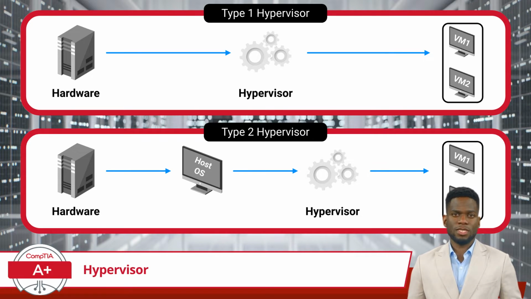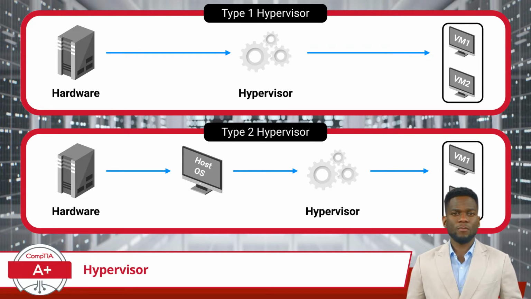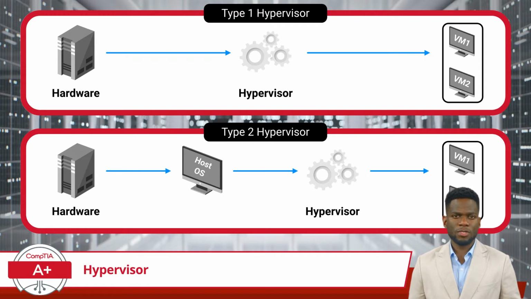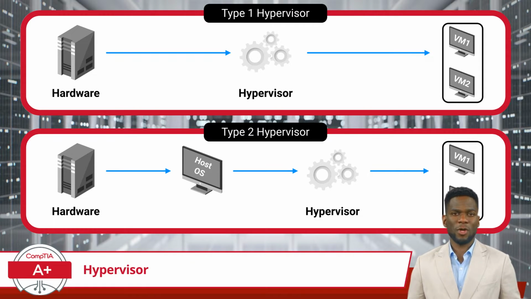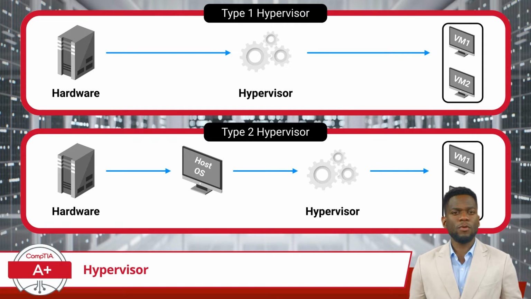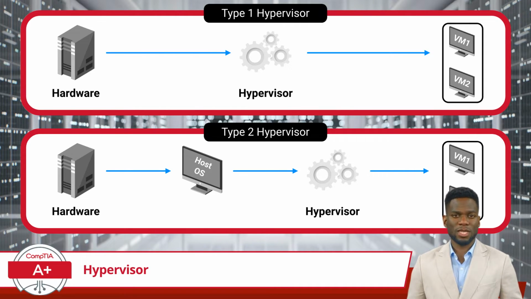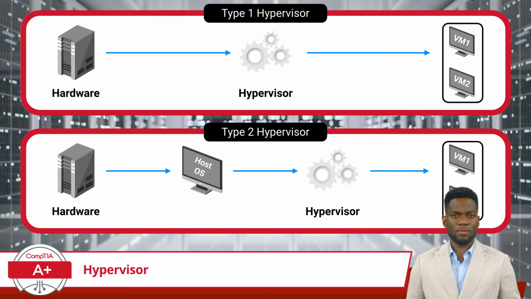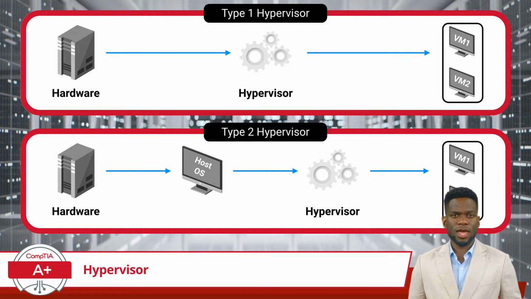The primary distinction between Type 1 and Type 2 hypervisors lies in their architecture and how they interact with hardware, with Type 1 offering superior performance and scalability for larger-scale virtualization deployments, while Type 2 is more suitable for smaller-scale or individual virtualization needs.